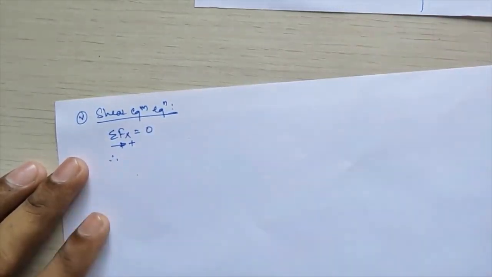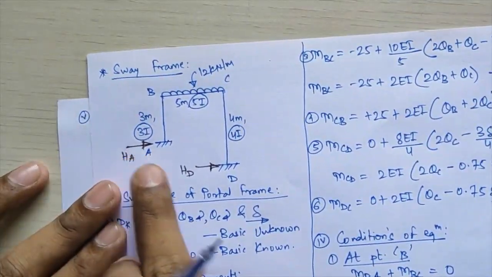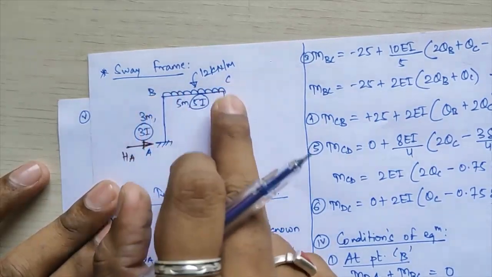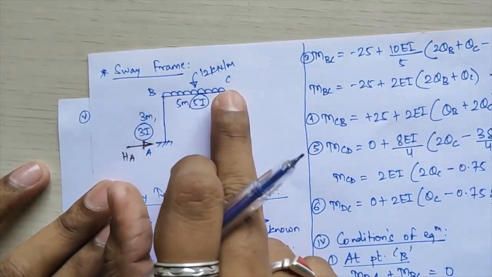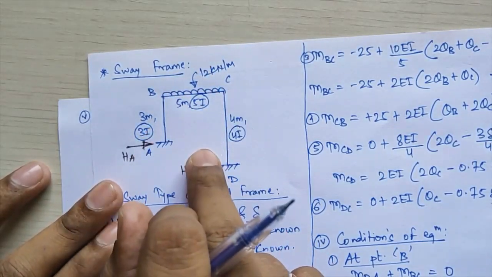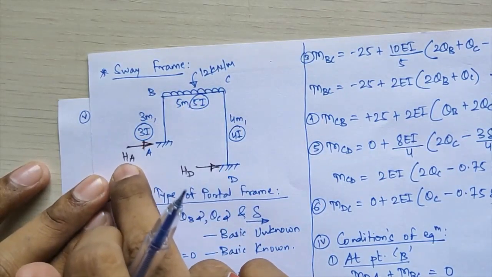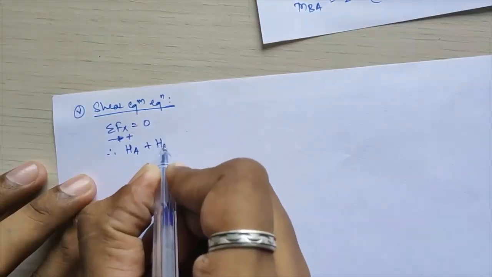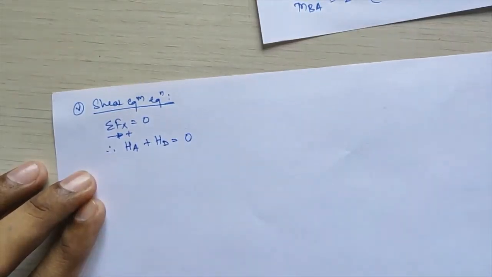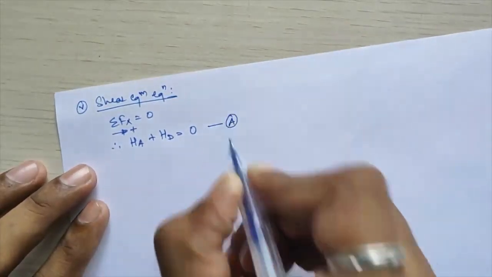Okay, so what equation I'll get from this? If I consider the horizontal shear thrust, that is HA plus HD. Again there is no other horizontal load over there. Now this UDL, what is its equivalent load? That will be acting vertically over there, so it will not be considered in your Fx equation. So the equation I am getting is HA plus HD will be equal to 0. Okay, I'll call this equation number A.